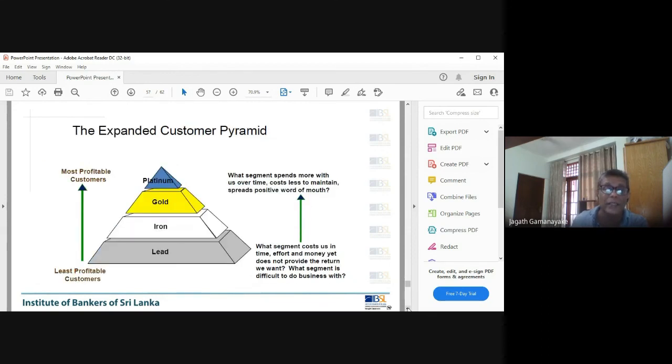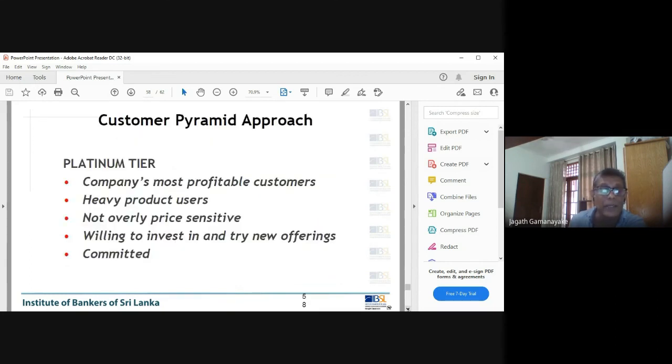If you put it like that, you can divide your customers into a customer pyramid: lead, iron, gold, and platinum. So we explained how you can divide it and how you can do financial CRM analytics, converting from least profitable customers to most profitable customers. Accordingly, you can develop a customer pyramid. Now, the platinum tier is the highest: they are the most profitable customers, heavy product users, not price sensitive, and willing to invest in and try new offerings.